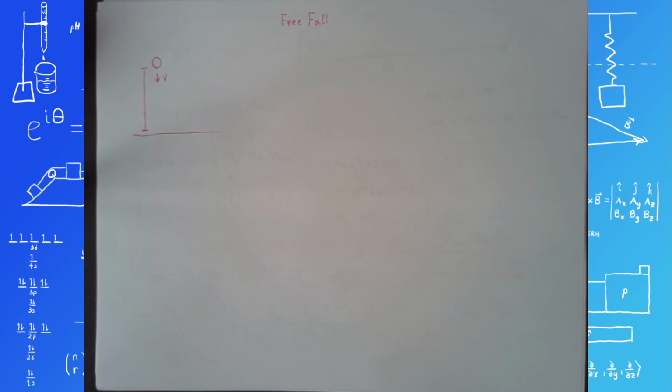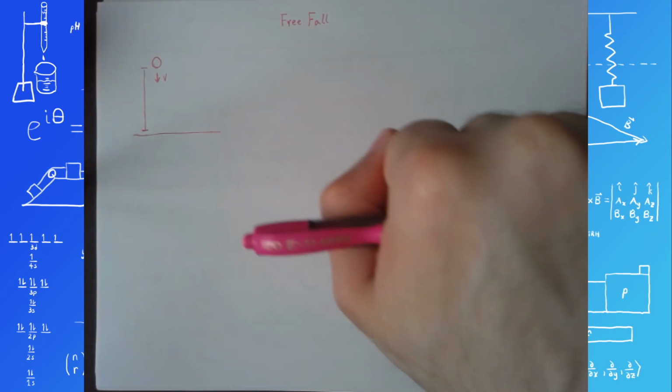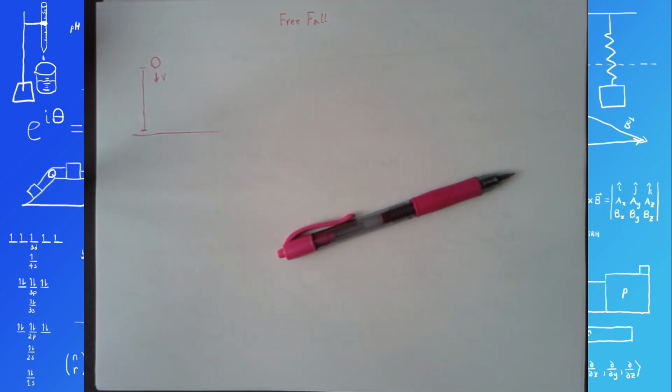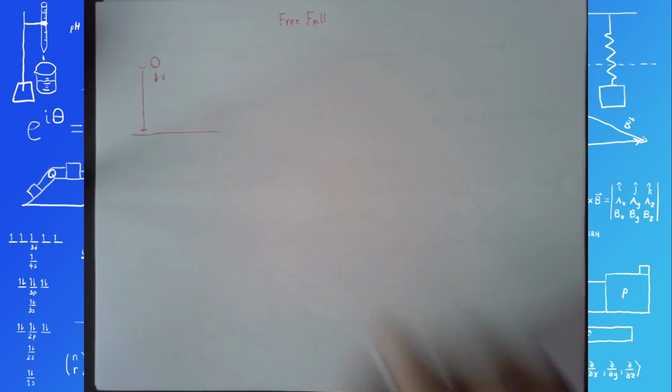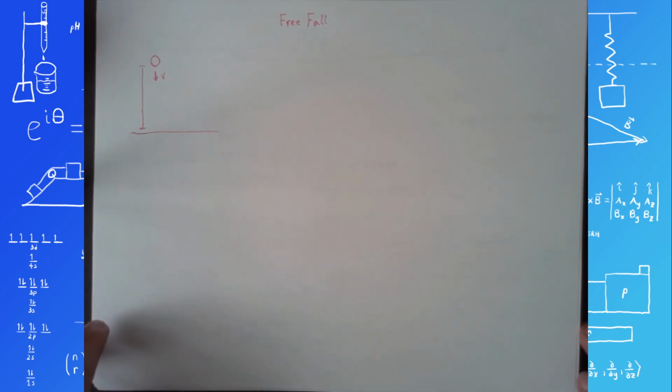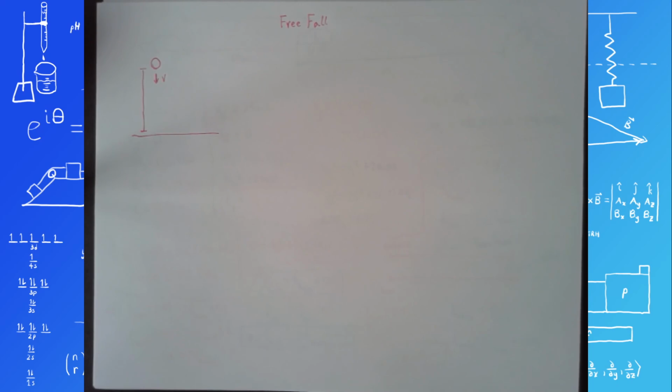It doesn't just start with some sort of initial speed. In fact, if you just let it go, its initial velocity is actually 0, and gravity quickly changes that. But an object doesn't have to be literally falling for it to be in free fall.